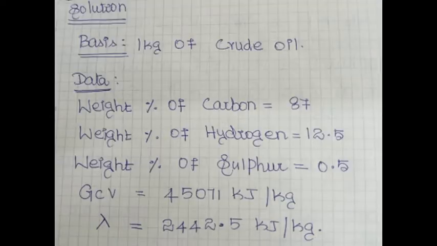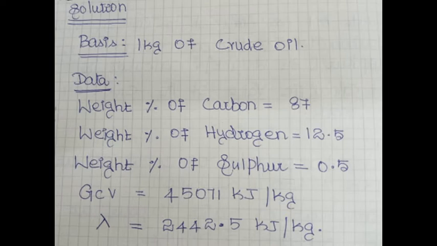Solution part. First you should write the basis. Basis of this problem: 1 kg of crude oil. Why will you consider 1 kg of crude oil? This problem's data are given in kilojoule per kg and the component compositions are given in terms of weight percentage. For this reason you should take 1 kg of crude oil.